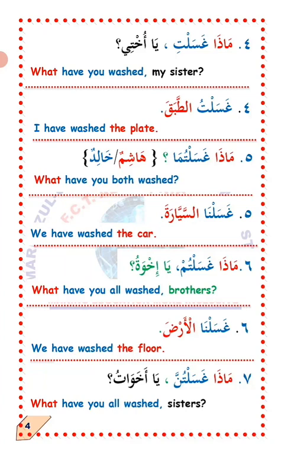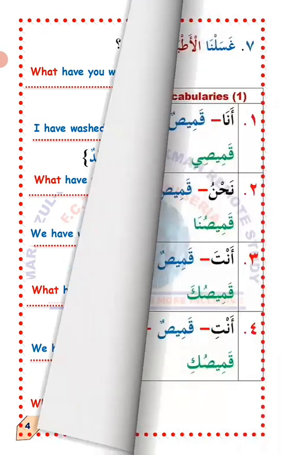Okay, Sabah, number 7. What have you all washed, sisters? What have you all washed? Now the answer.